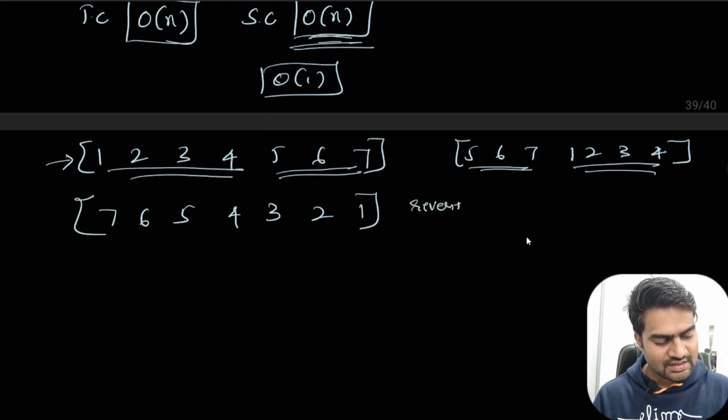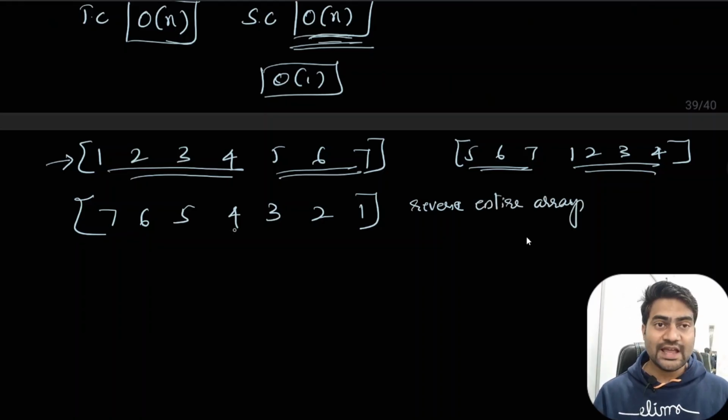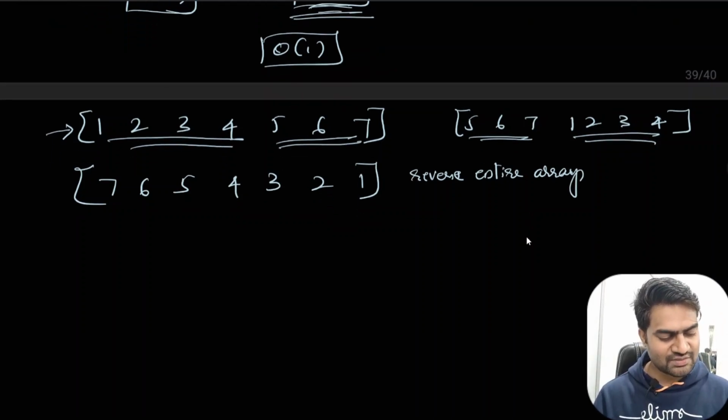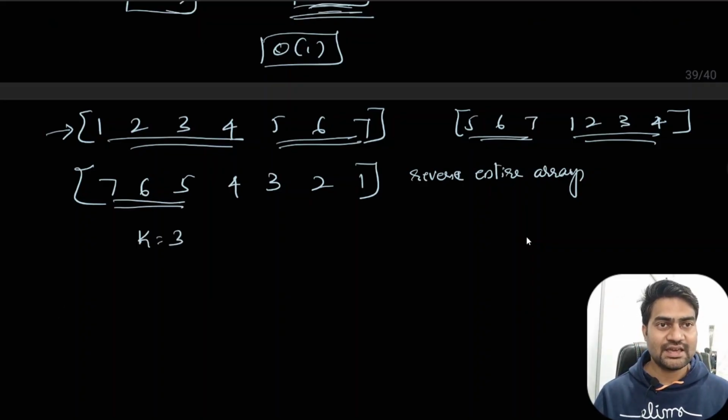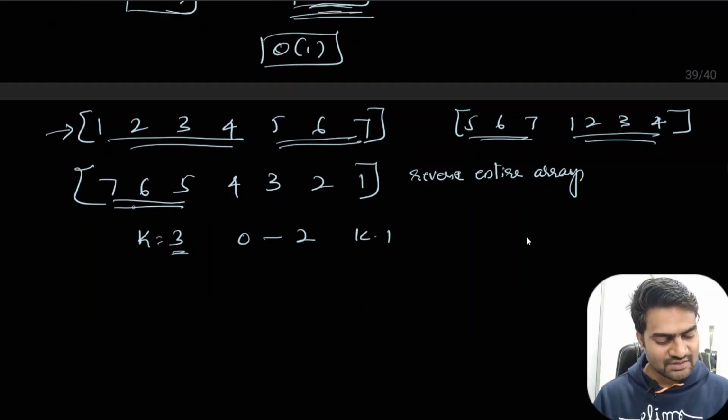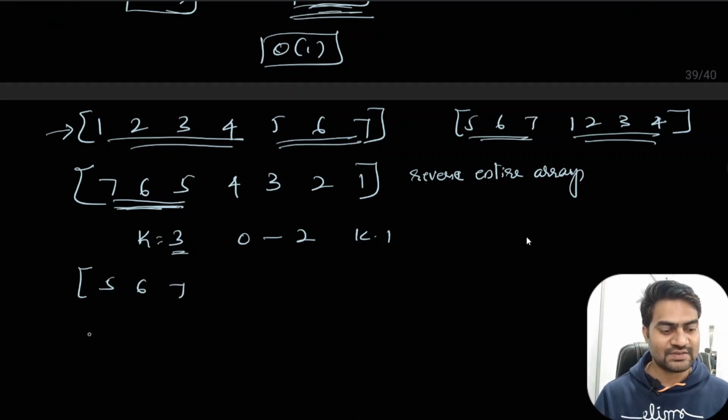Reverse the entire array. We can do this in place. I will explain how to do that in place later. But for now, we are reversing this entire array. Now since our k value is 3, I will reverse the initial k values, basically 3. So from index 0 to 2, that is k minus 1 index, I will again reverse the values. If you see, it becomes 5, 6, 7.